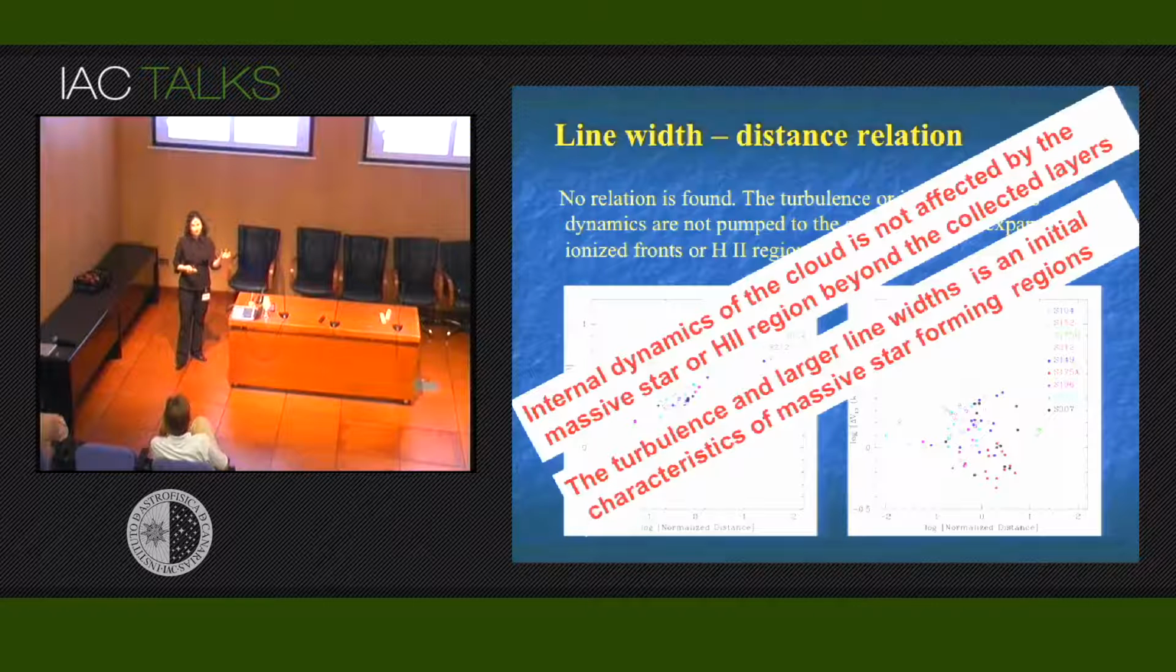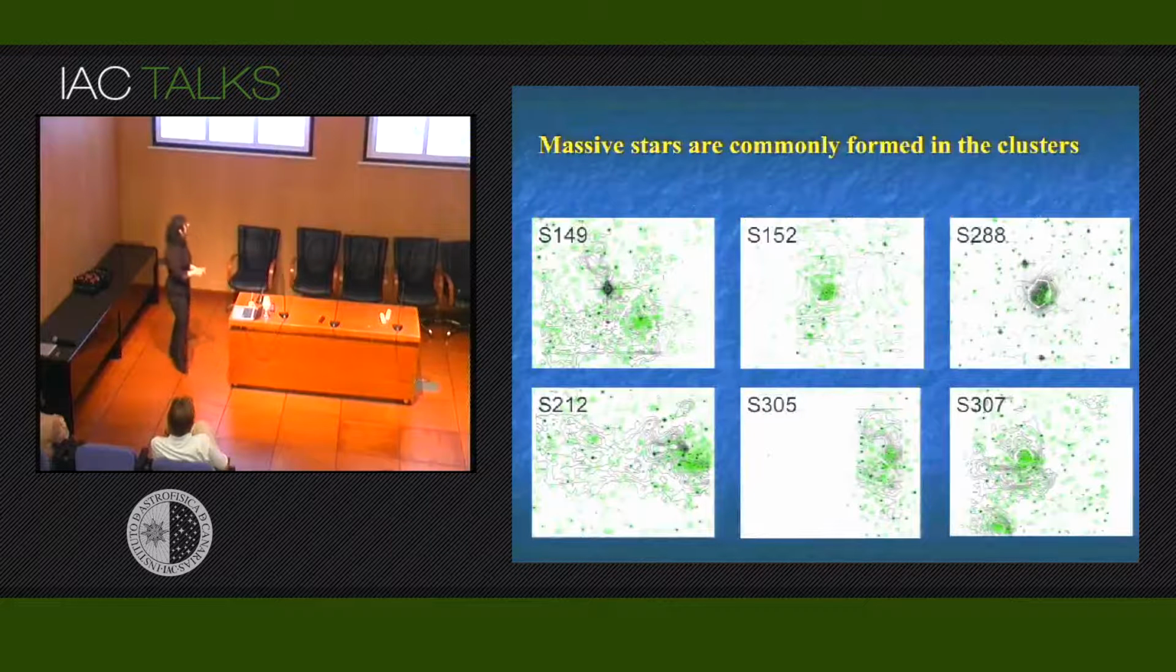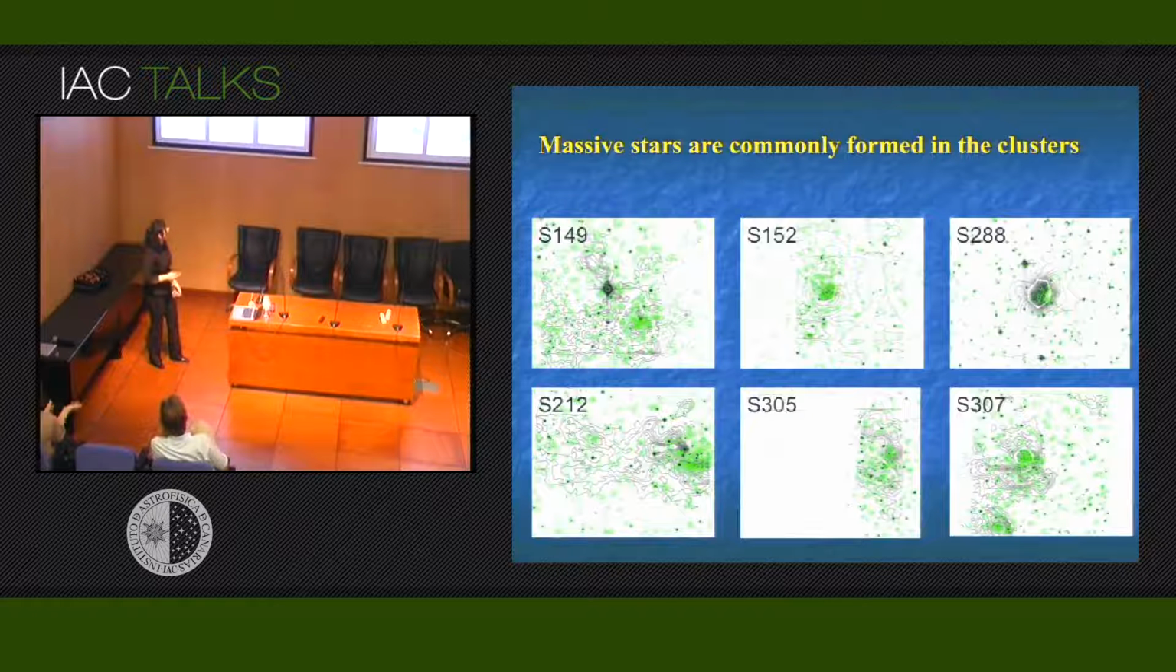And also loss of the gas, because this star formation efficiency is not usual. So probably this region has already missed lots of gas. And I'm just going to the conclusions that, yeah, we have found that layers have been collected around H II regions.